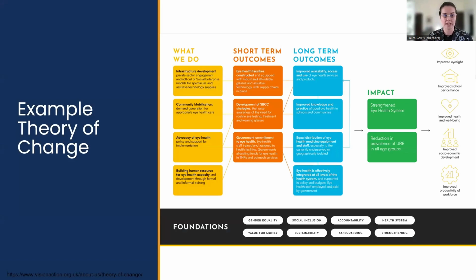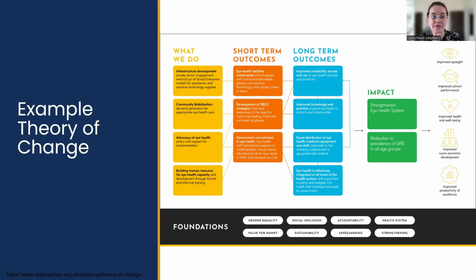So this is one example of a theory of change for the iHealth system. What I liked about this one is you see that at the bottom there, it's a little bit small on my screen, but hopefully you're able to see. At the bottom there, they really have their foundational values, right? So they have gender equity, social inclusion, accountability, health system strengthening, sustainability, value for money. So different things that underpin these activities from a values perspective. And I think this theory of change example really outlines that well.